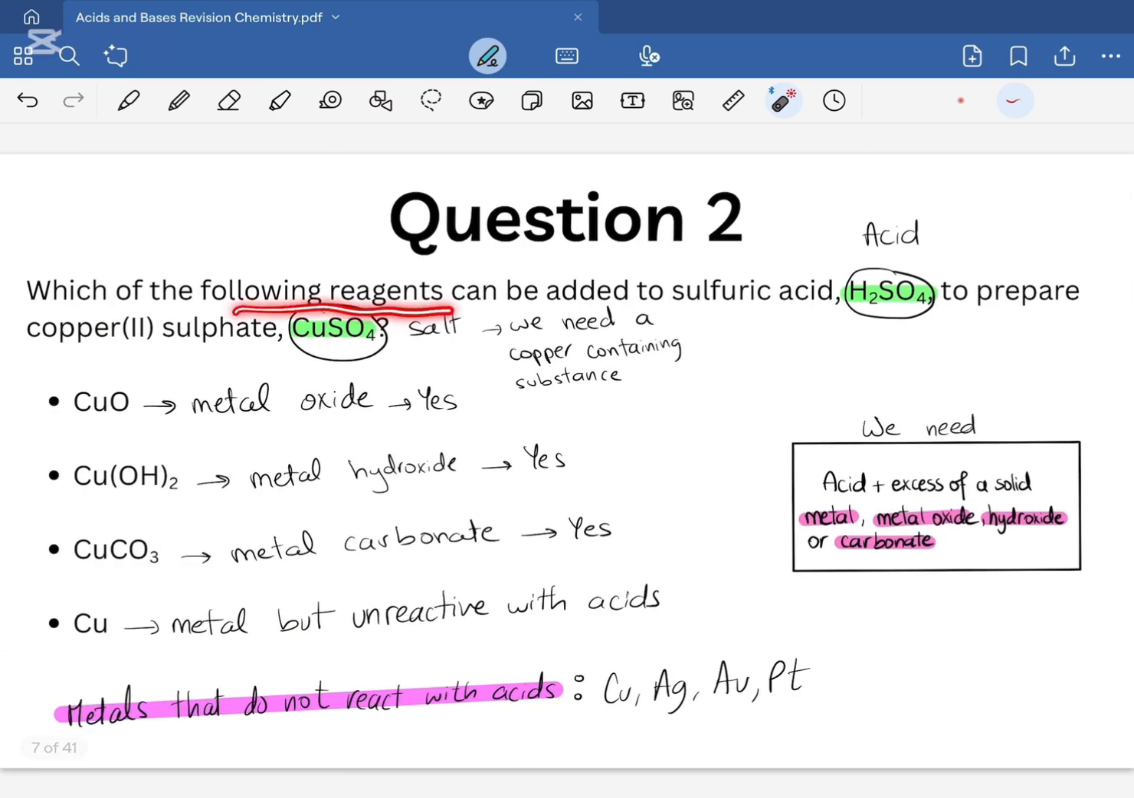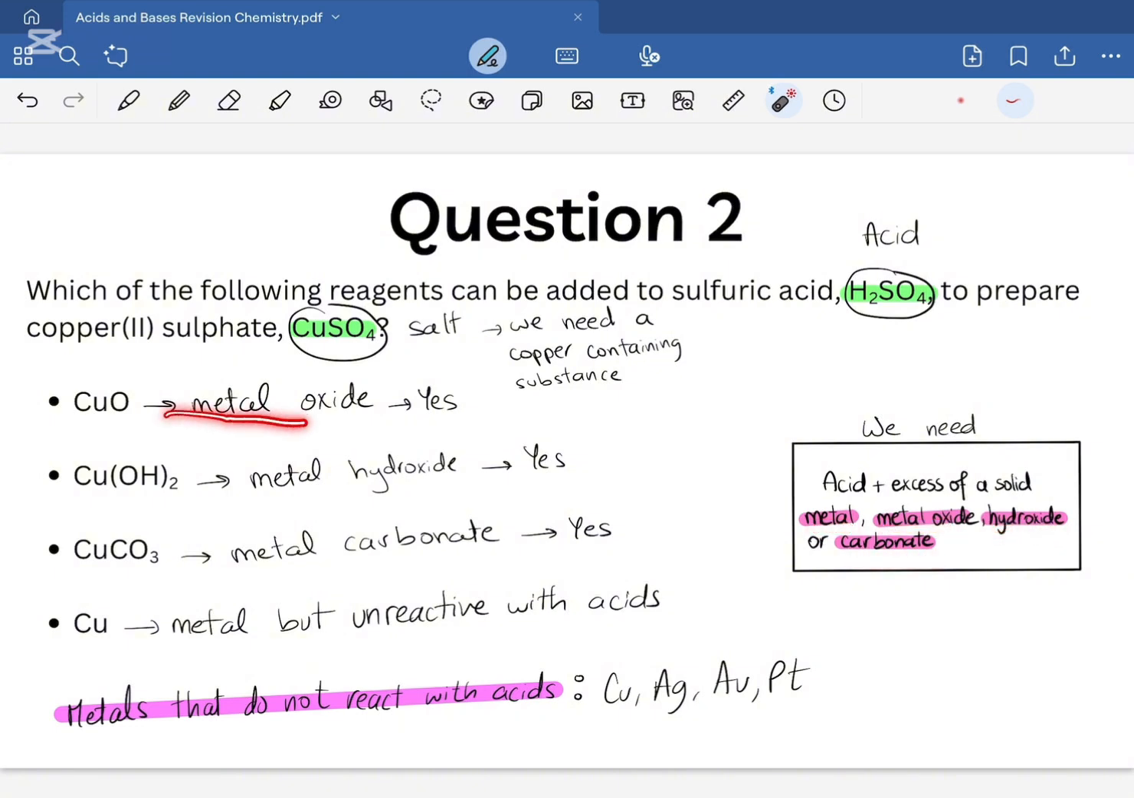Now, which of the following reagents can be added to sulfuric acid, H2SO4, to prepare copper sulfate? And we need to know H2SO4 is a strong acid. Now, to prepare copper sulfate, this is a salt, we need to react the H2SO4, this strong acid, with a copper containing substance. So we need an acid and an excess of a solid metal, metal oxide, metal hydroxide, or metal carbonate.